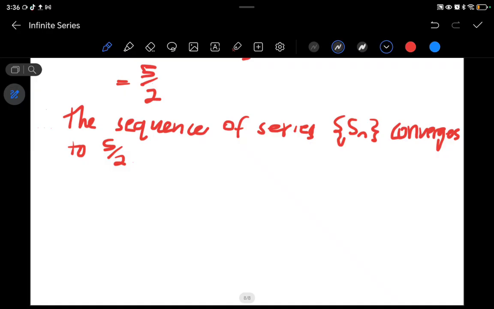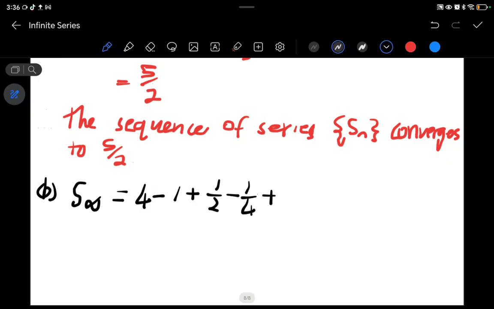Then we consider the second example. Now they give us this. They say S of infinity is equal to 4 minus 1 plus 1 over 2. Then they say minus 1 over 4. Then they say plus 1 over 8 minus 1 over 16, right, and then plus.